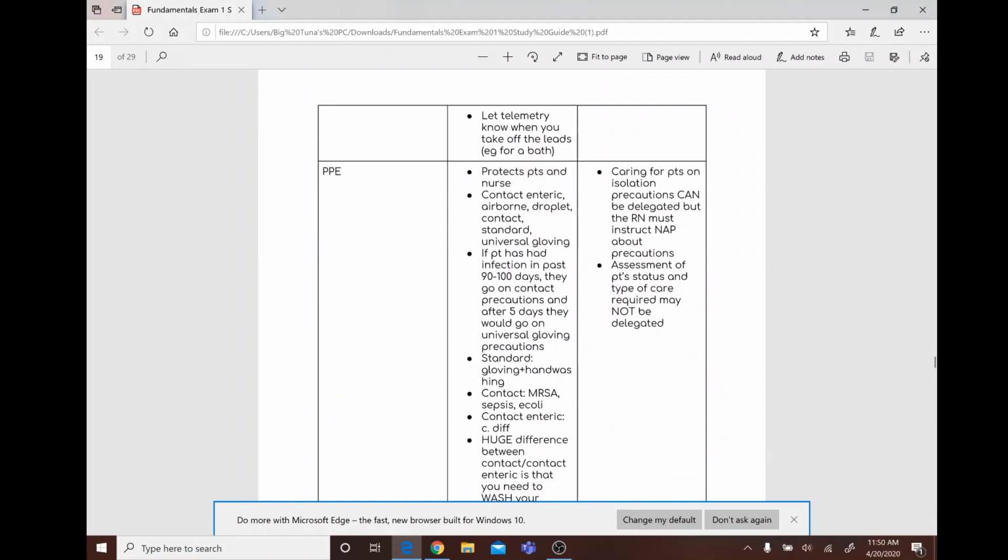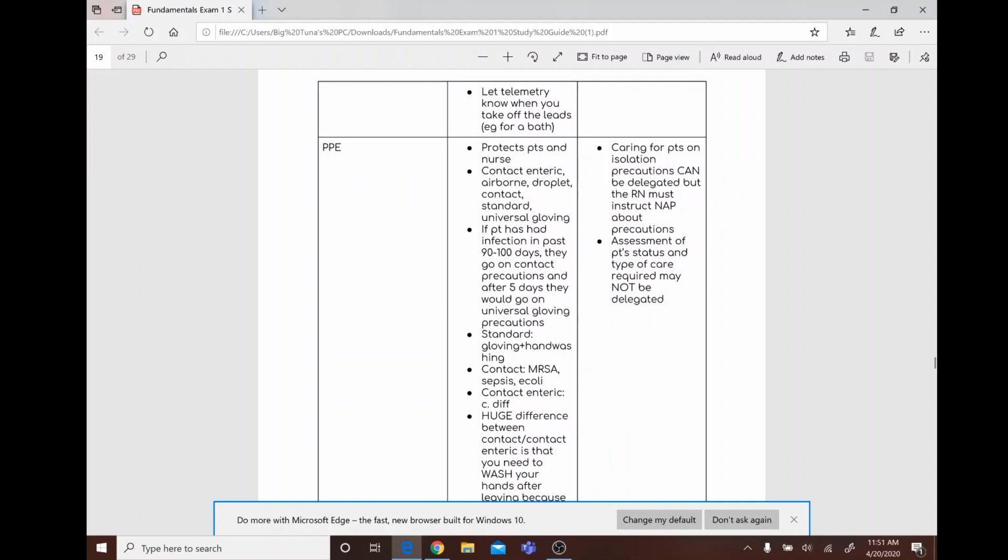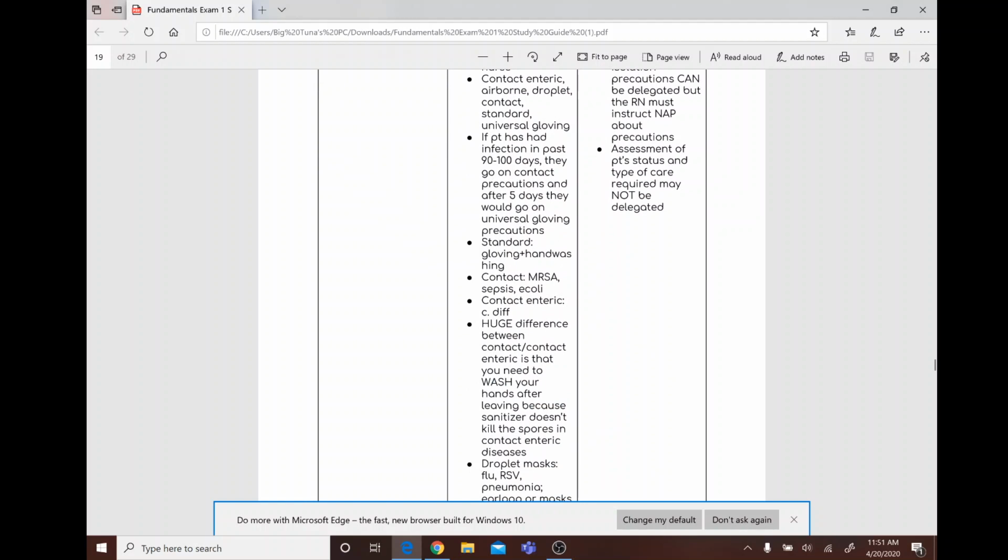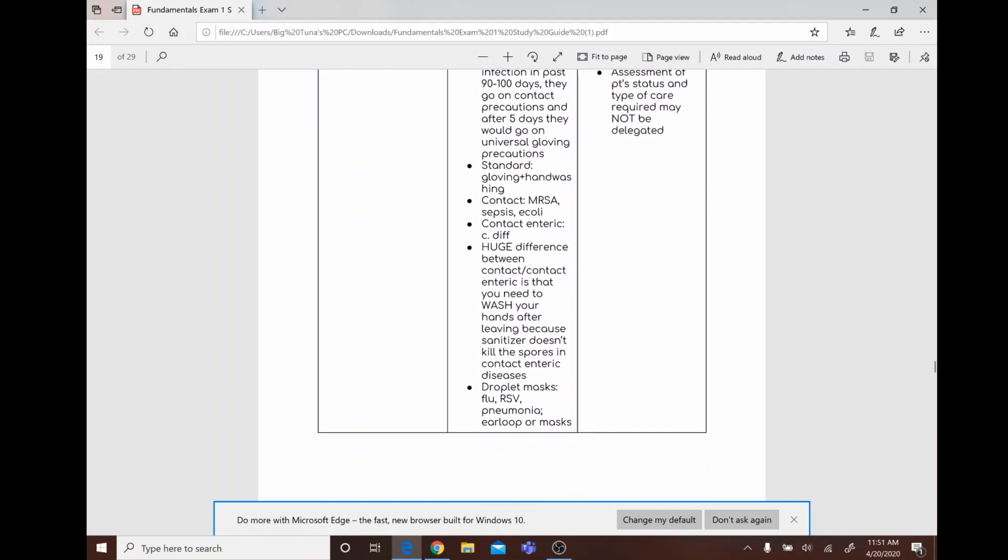All right. So PPE wise, what are we going to do if a patient has had an infection in the past 90 to 100 days? They go on contact precautions. After 5 days, they would go on universal gloving precautions. What are some examples of diseases that would require contact precautions? MRSA, sepsis, and E. coli. What would we use contact and tear for? Why would we need contact and tear? C. diff. What's the big difference between contact and tear and contact? Contact and tear, you're going to wash your hands before entering and leaving the room.